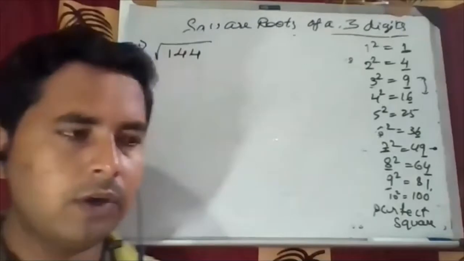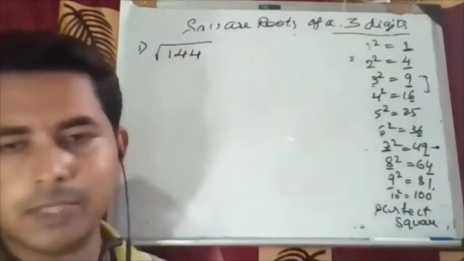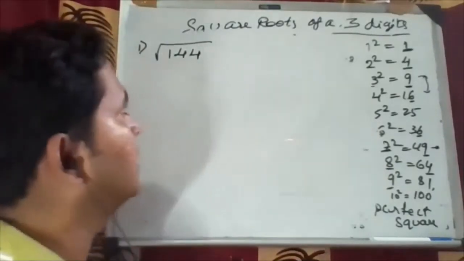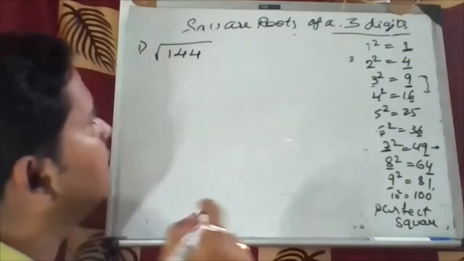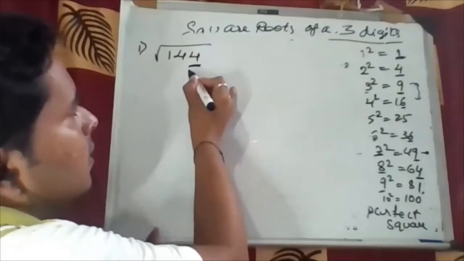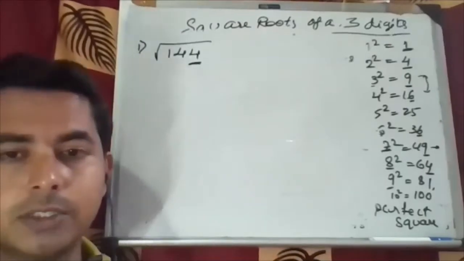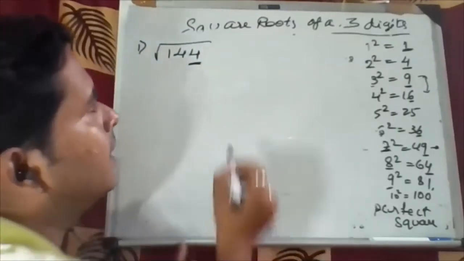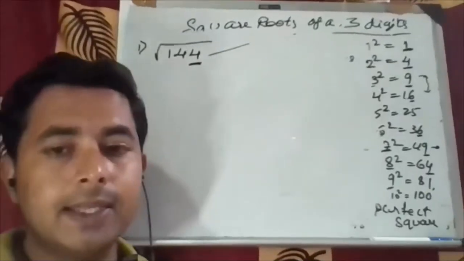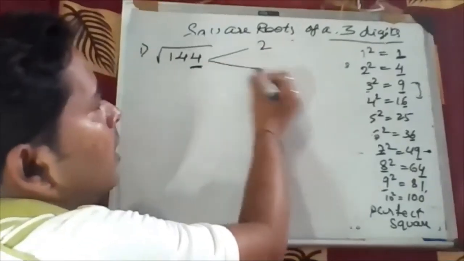Because I don't know values after 10 now, I have to find with some method what will be the square root of 144. So what is the first method? First, check this 4, check the unit value. Here the unit value of the given question is 4. So 4 means whatever square root you are getting, that square root's unit digit should be either 2 or 8.